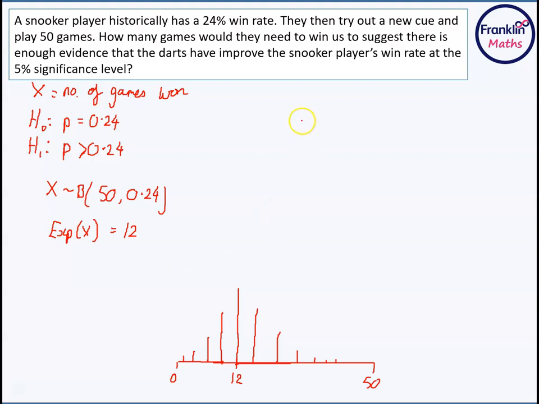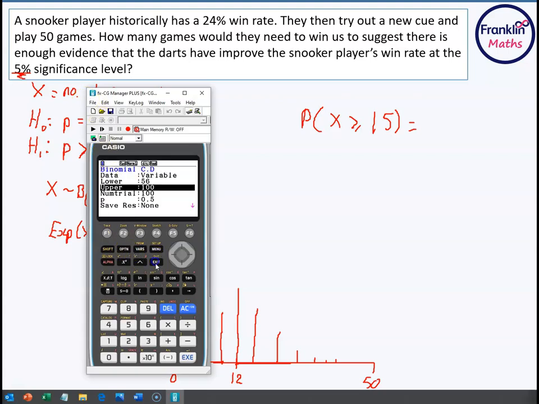Okay, so we're going to try some numbers then. We're looking for one where it's gone higher than 0.24. So we need to go above 12. We want to be going over here somewhere. So let's try the probability that X is greater than or equal to, let's go for 15. And we're just trying to make that at the 5% significance level. So let's just grab a calculator. Just go backwards from there.